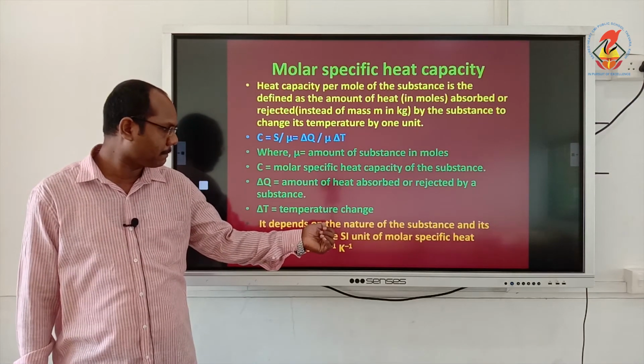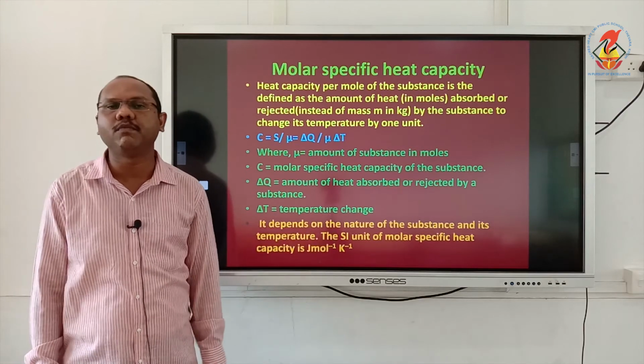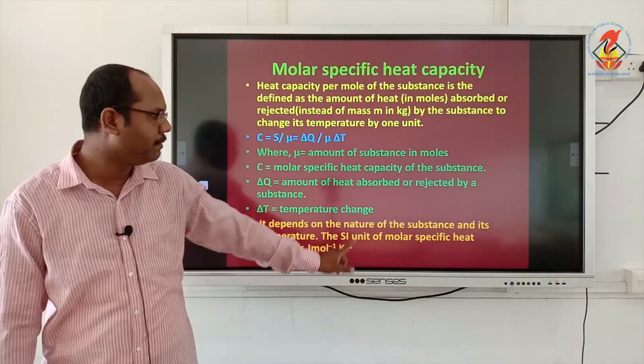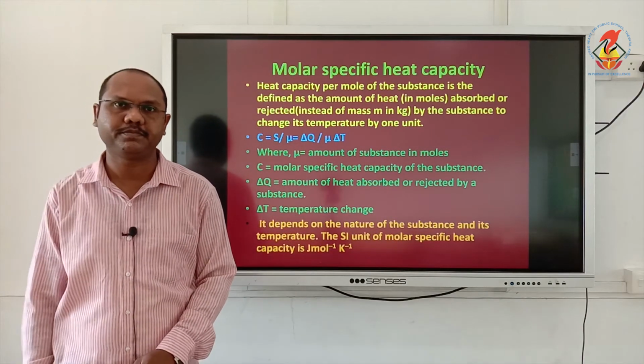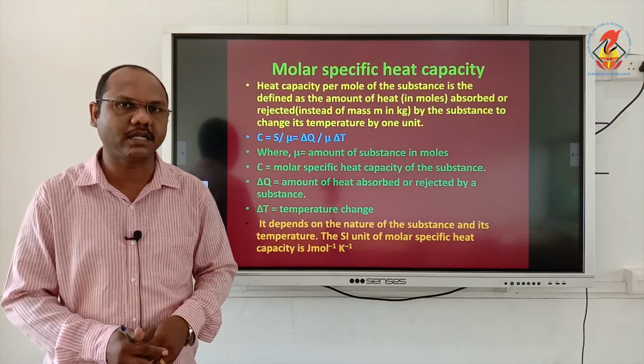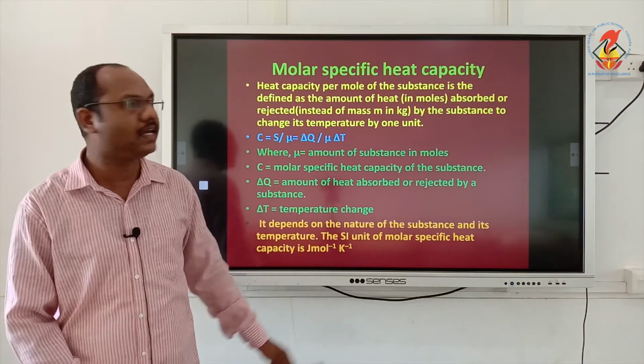And see, the molar specific heat capacity depends on the nature of the substance and its temperature. Okay, nature and temperature. That is molar specific heat.